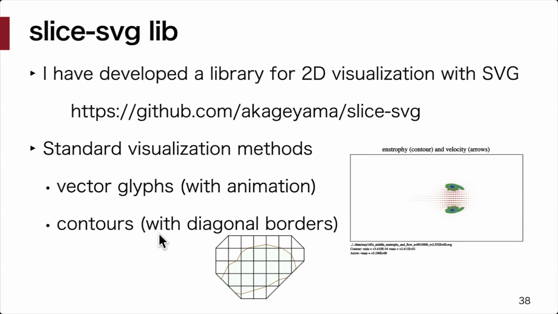And there are also very simple contours. This is one of the reasons why I started to develop this tool, because in this tetrahedral dynamo model, I have these diagonal borders, and I wanted to draw the contour lines with these diagonal borders. And contours are usually drawn by the so-called marching squares algorithm. It's a standard algorithm used for many years. But the standard marching squares algorithm cannot be applied to these diagonal borders.